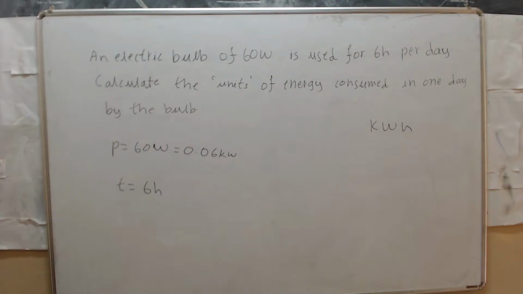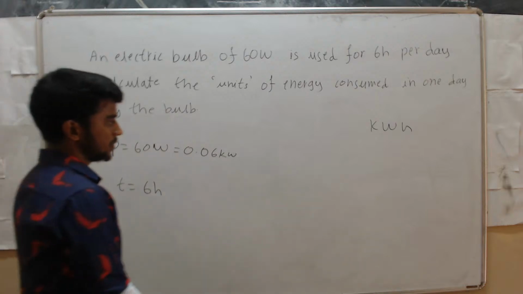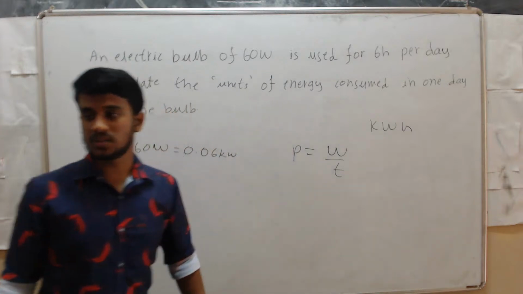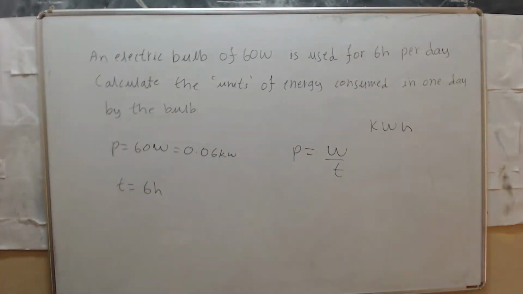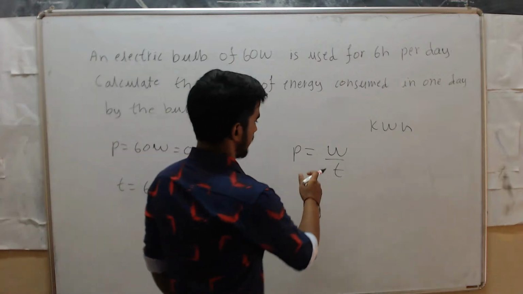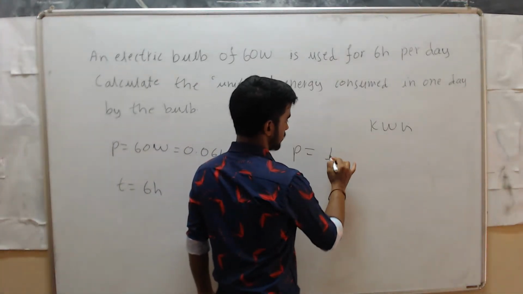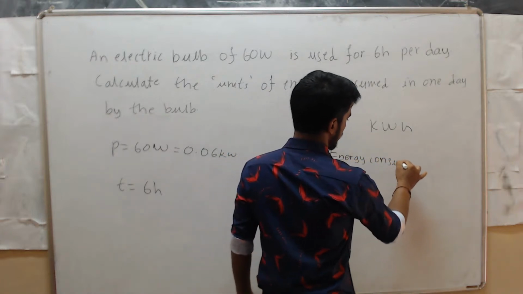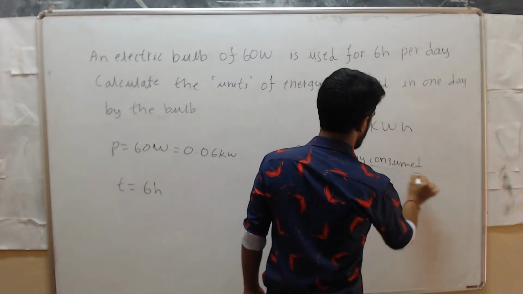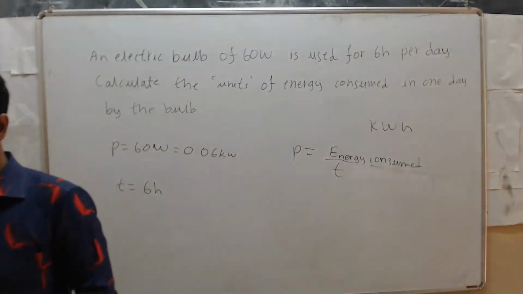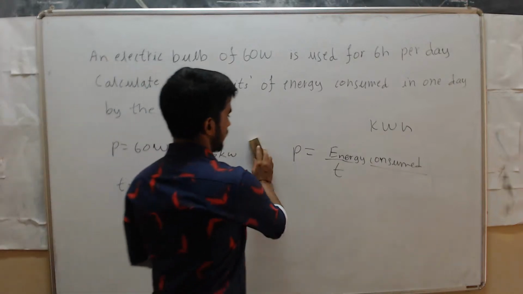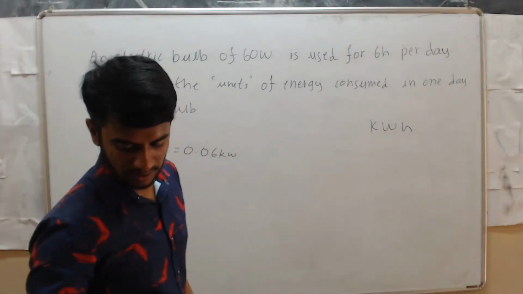They have asked for energy consumed. We know this formula: power is equal to work done divided by time. Work done is nothing but the energy consumed. So power is equal to energy consumed divided by time taken.